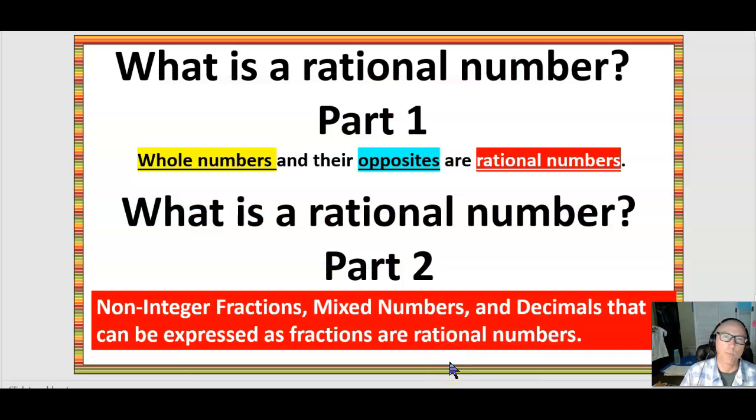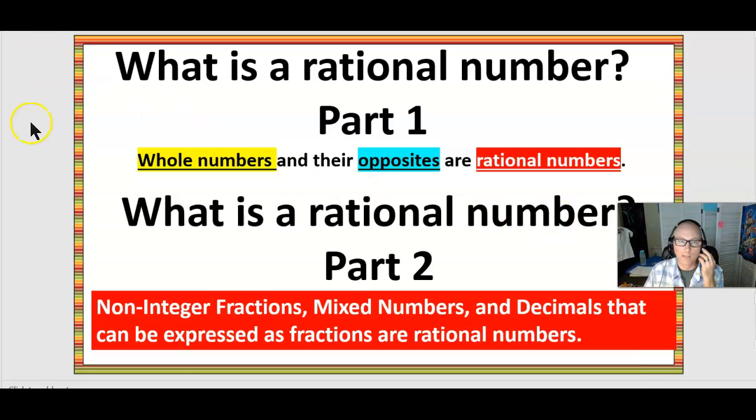Also ratios, but we won't get too much into that. We'll learn about ratios later. That's where rational comes from, ratio. But think of it as more of a fraction for now. So part 1, whole numbers and their opposites are rational numbers. Also the non-integer fractions, the mixed numbers and decimals that can be expressed as fractions are rational numbers, as long as we can write it as a fraction. Not pi though. Pi you can't write as a fraction.